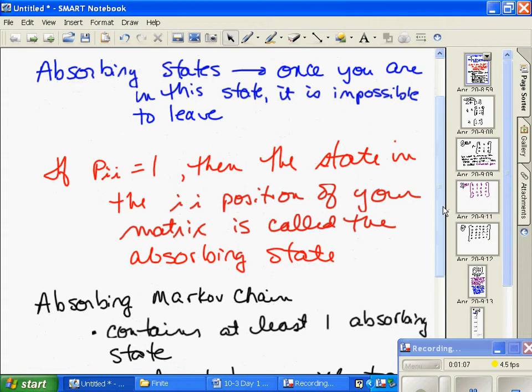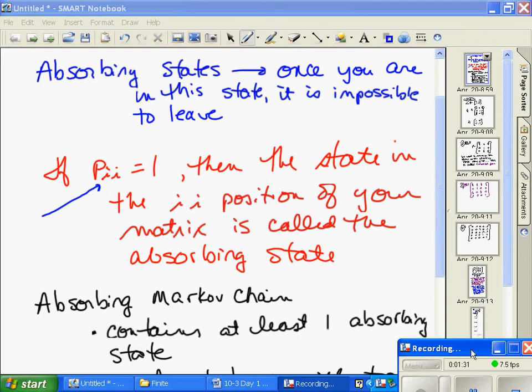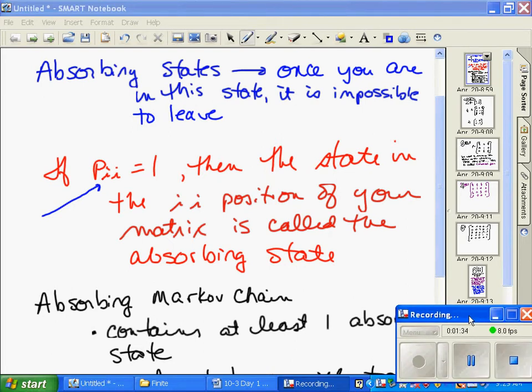If you look at this, if P_ii, now this is real important right here. You're looking at that part right there. That means the row and column number have to match up. Like it has to be row 1, column 1, or row 2, column 2. So those two values have to be the same. If that value is equal to 1, then the state in the ii position of your matrix is called the absorbing state. So it could be in row 1, column 1, row 2, column 2, row 3, column 3.